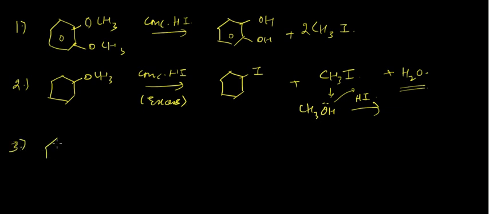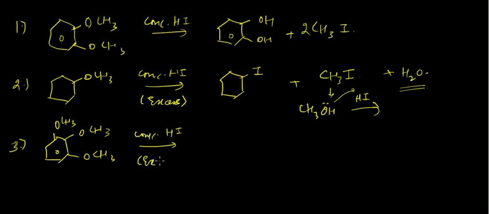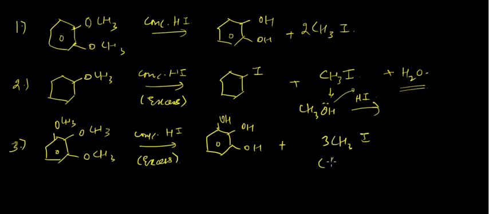Third example is we have something like this. So what happens here is we have concentrated HI and in excess. So what will happen here is again we would have the OH would not be different, but we are also getting 3 moles of CH3I, because CH3OH will be getting converted into CH3I plus water.